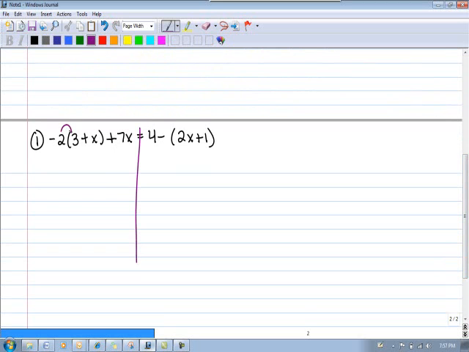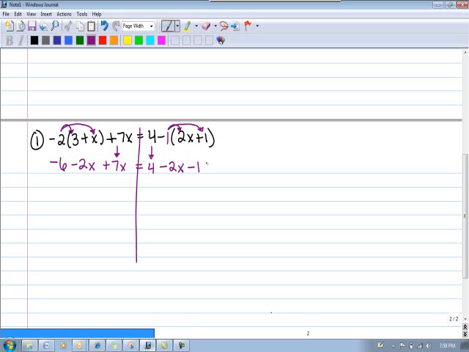So -2 times 3 is -6. -2 times positive x is -2x. And I'm done distributing, so I bring down this positive 7x. Equals, on the right-hand side, I bring down the 4. In front of the parentheses is a -1, so I'm going to distribute -1 to the 2x, that's -2x. Distribute -1 to the positive 1, that's -1.